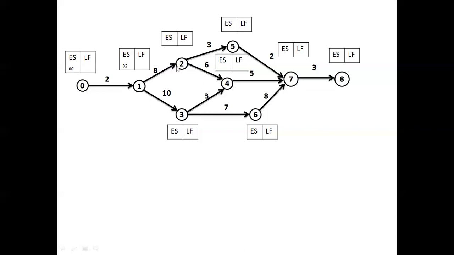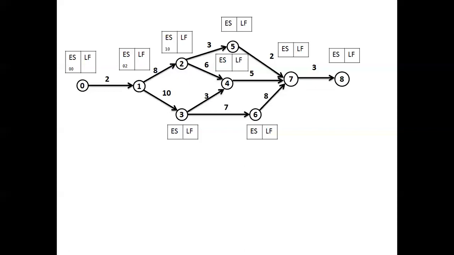So 1 to 2 will take 8 days for its completion. It has been started on the second day, which means the activity 1 to 2 will complete on the 10th day, 8 plus 2, 10th day, so that for activities 2 to 5 and 2 to 4, the earliest possible start time is 8 plus 2, 10. Okay, this is 10. I hope you are understanding.